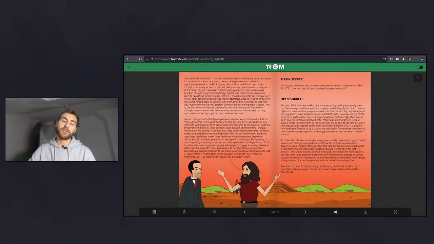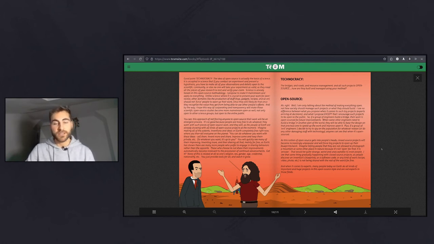And also for that, the open source guy has an answer. Good point, technocracy. The idea of open source is actually the basis of science. It is accepted in science that if you conduct an experiment and present a hypothesis, you have to make all of your observations and details open to the scientific community, or else no one will take your experiment as valid, as they need all the pieces of your research to test and verify your claim. Science is already based on this open source methodology. I propose to make it mainstream and apply it to everything.